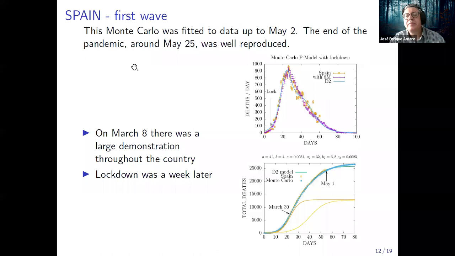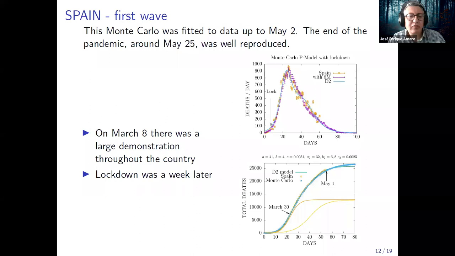And here is an example. This is the Monte Carlo fitted to data in Spain, the first wave, up to May 2. That is, we fit, for instance, all this data. The blue are the Monte Carlo, okay? So we predict here that this is going down in this way. There is a feature here, because in Spain on March 8th, there was a large demonstration throughout the country with the Women's Day. And this was simulated by increasing, on the first day, the probability of infection, or I don't remember exactly how we do it, but I think we increased the cross-section. In one day, we can do that.